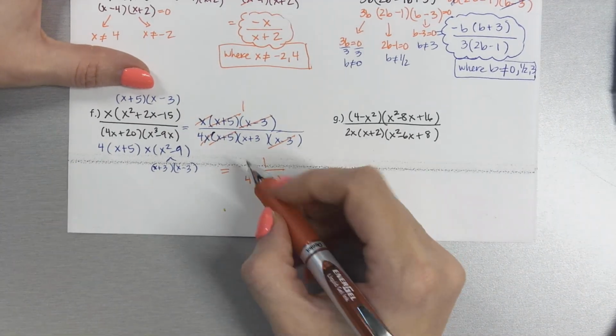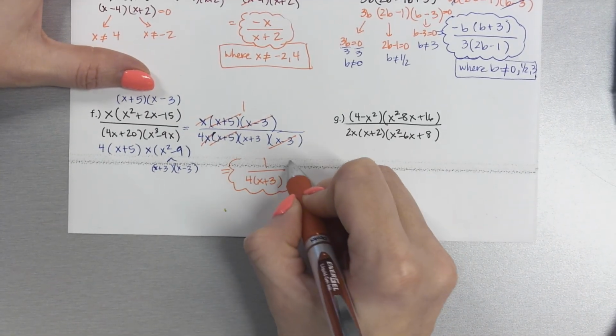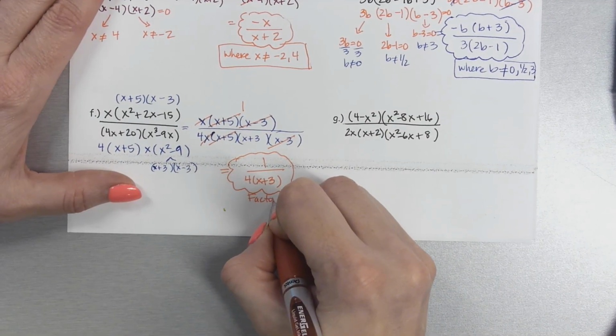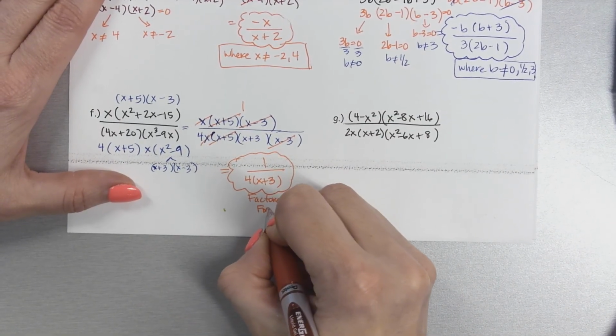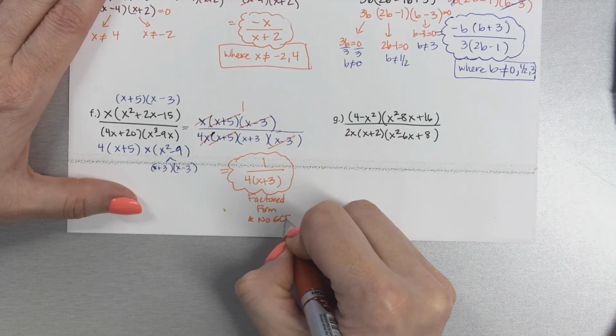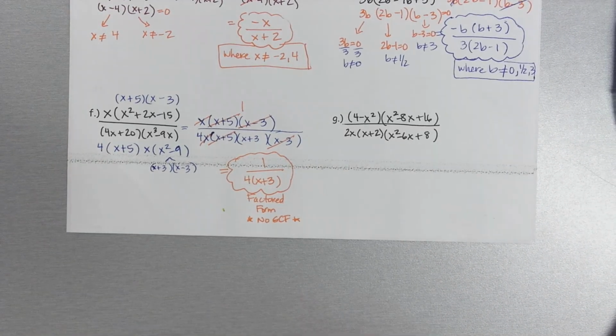Okay, and I guess I should have written that on the one before, but this is factored form. In factored form, you always want to make sure there's no GCF left there. So don't write 4x plus 12. Keep those GCFs out.